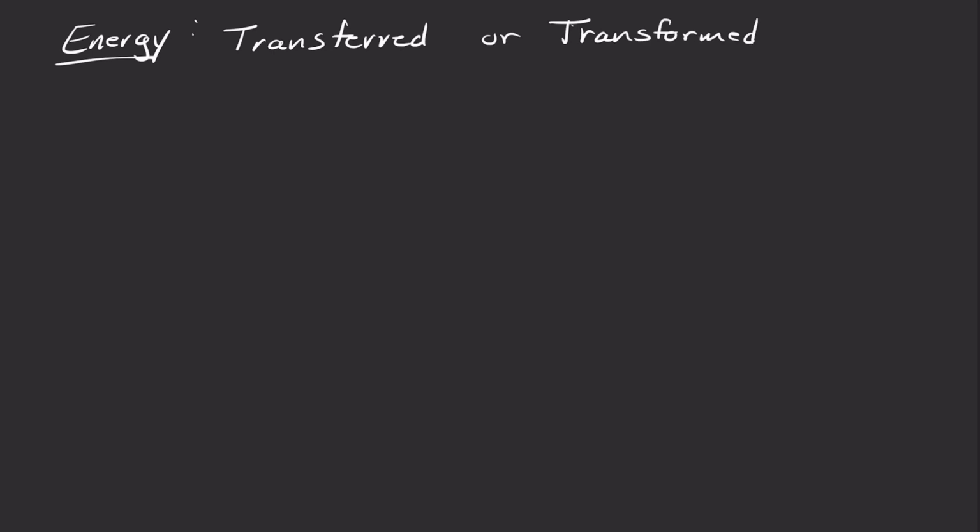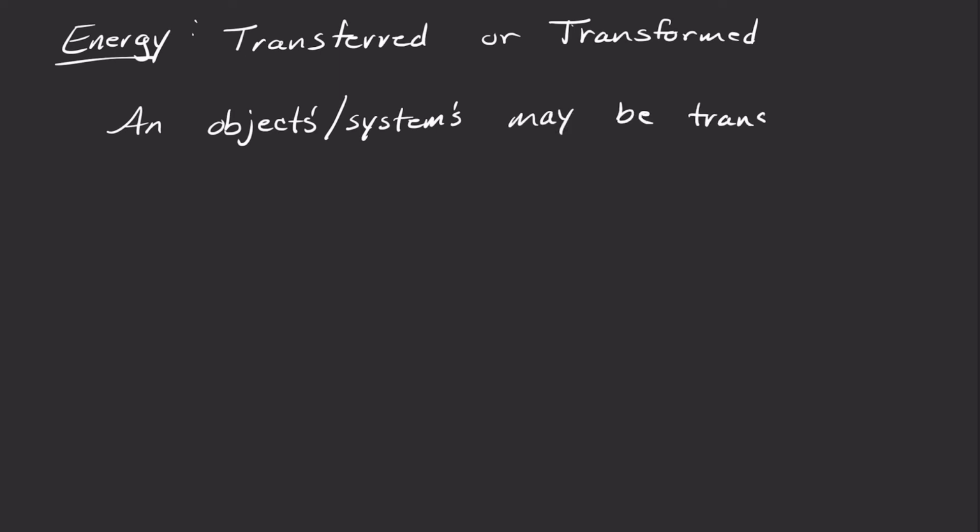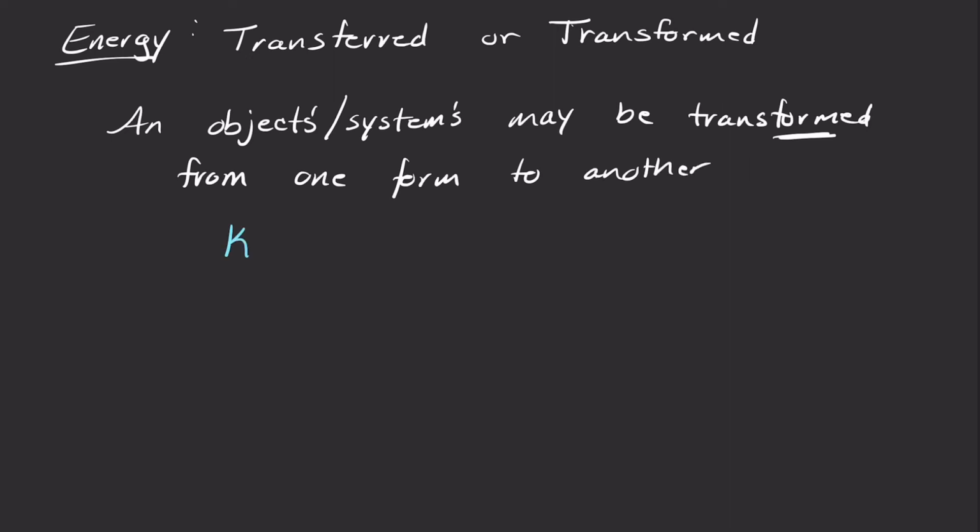So what's the difference? An object's energy or a system's energy. Your system may be one object or multiple objects. Energy may be transformed. The key word is formed, from one form to another. An example would be from kinetic energy to potential energy, or vice versa.